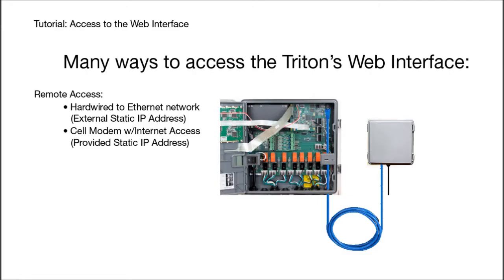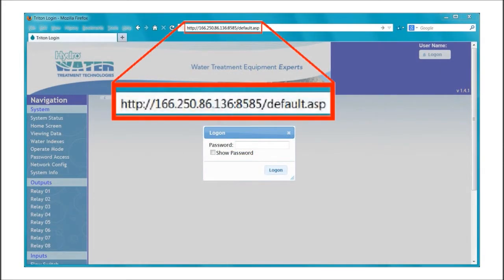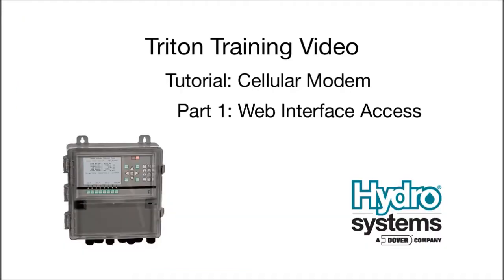So with those settings made, and assuming your cell modem is activated and powered up, you can run your favorite web browser and enter that external IP address that was shown in the modem paperwork. Notice at the end of the normal IP address is a :8585 and /default.asp. But that will give you access to the Triton's web interface as shown in the background. Enter your password, click log on, and away you go. And that's how you configure your Triton when using a cellular modem to get access to the Triton's web interface.